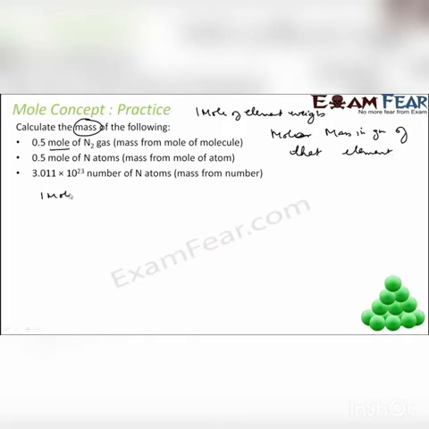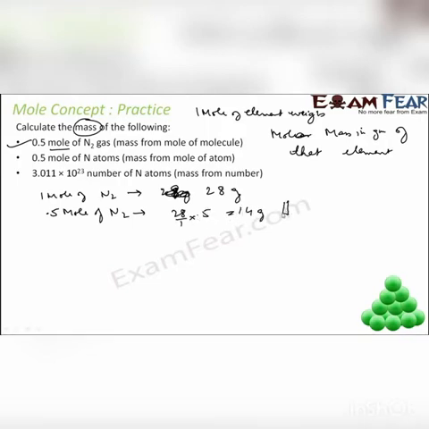That means 1 mole of nitrogen gas will be how much? Nitrogen is 14 into 2, 28 grams. That is 1 mole of N2 gas. So if 1 mole of N2 gas is 28 gram, 0.5 mole of N2 gas will be how much? 28 by 1 into 0.5, that is 14 gram. Done deal. The second is 0.5 mole of N atoms. Please note this was molecules, this is atom.